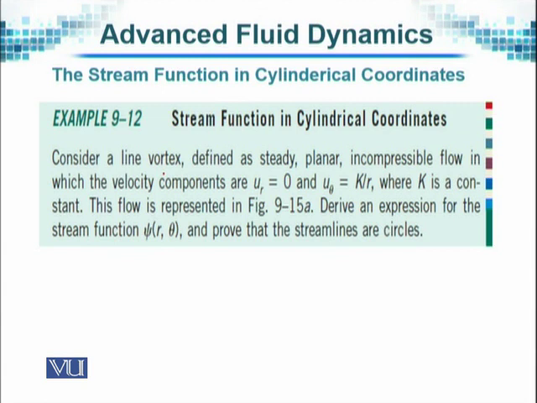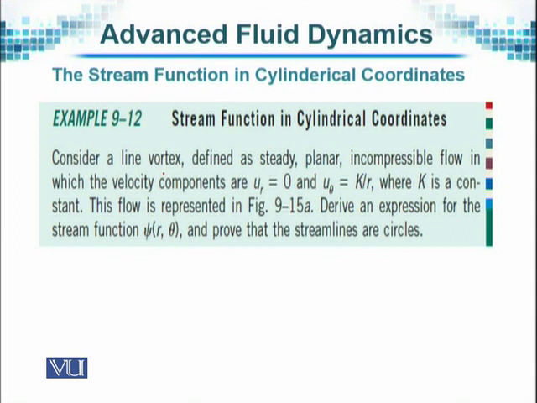And similarly for this, we try to consider a simple example as we did earlier in rectangular coordinates. Consider a line vortex defined as a steady planar incompressible flow in which the velocity components are ur equal to 0 and u theta equal to k over r, where k is a constant. The flow is represented in a figure that we show in a minute. Derive an expression for the stream function psi of r, theta and prove that the streamlines are circles. So this is the question.